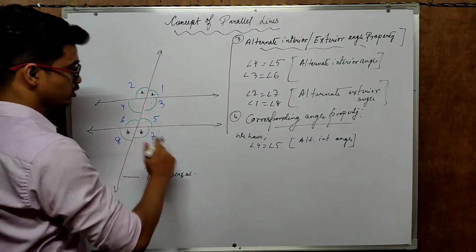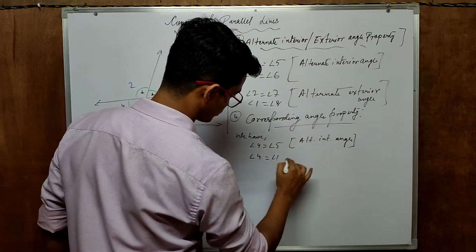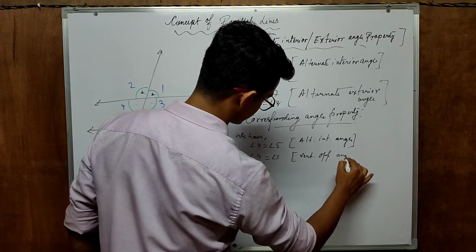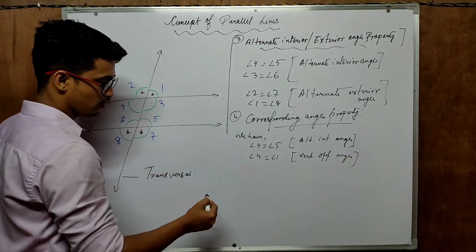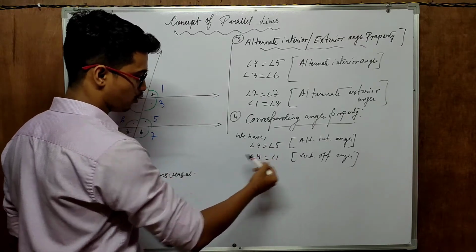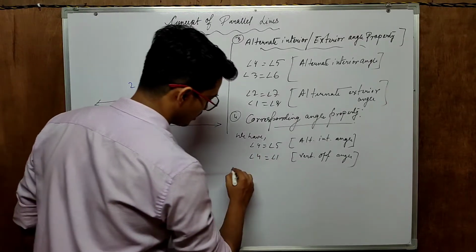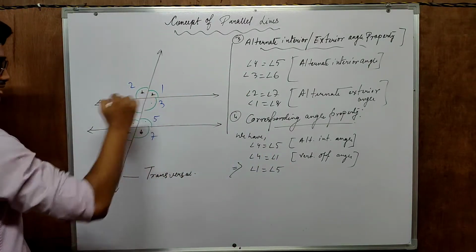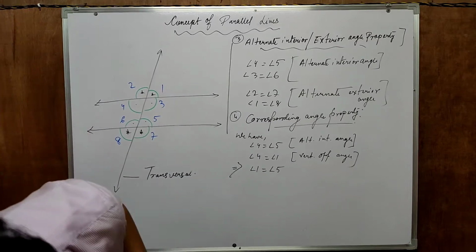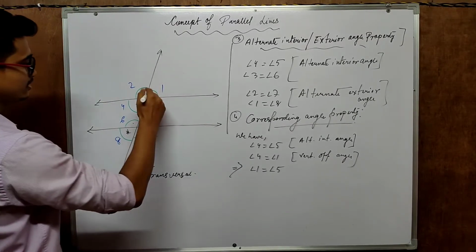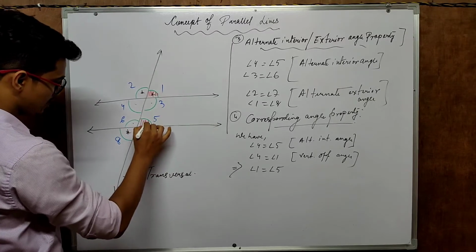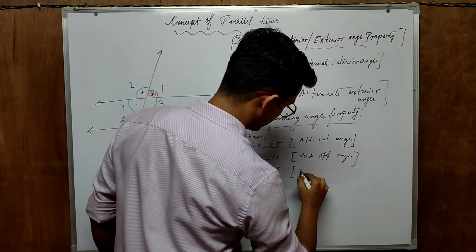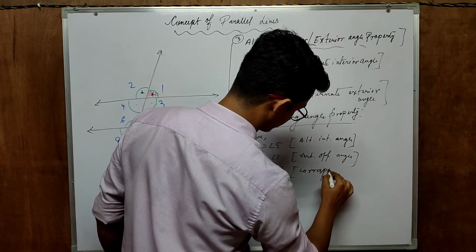Now angle 4 is equal to angle 1. That is vertically opposite angle. So now see here, angle 4 equal to angle 5, angle 4 equal to angle 1. So that means angle 1 is equal to angle 5. So that property is nothing else but a new property, that is called corresponding angle.